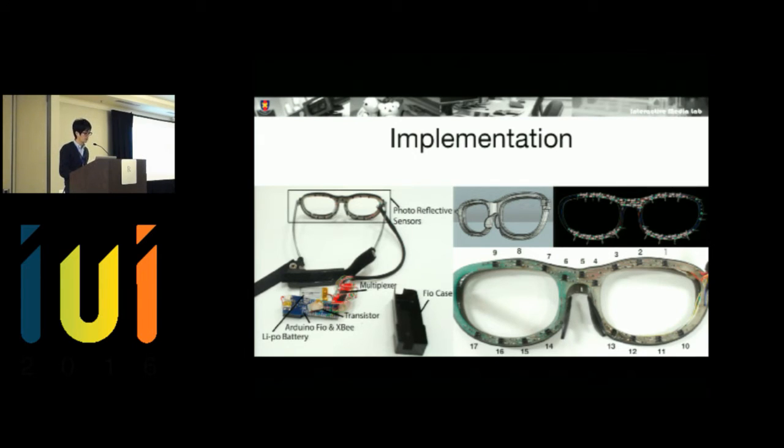Our prototype includes 17 photoelectric sensors, a multiplexer, a transistor, an Arduino Fio, a LiPo battery, and an XBee. The front frame is 3D printed, and the temple is reused from a commercial one. We apply a band to stabilize the position of the eyewear. The transistor is used to modulate the LED in order to reduce the influence of ambient light. The sampling rate is around 80 Hz, and the XBee enables wireless serial communication.